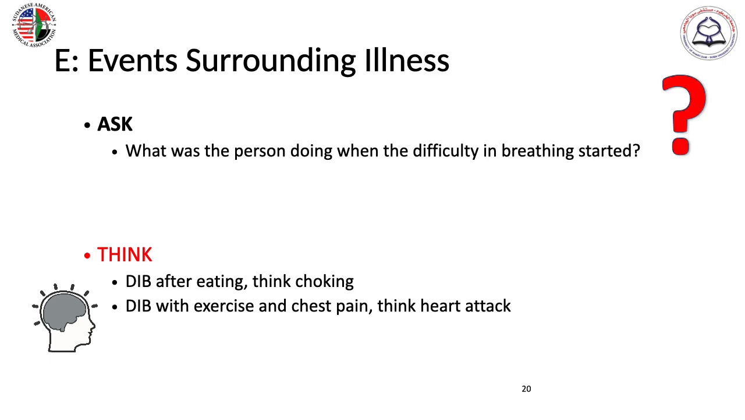And ask about the events surrounding the illness. What was the person doing when he experienced difficulty in breathing? If during eating, it can point to choking. If he was exposed to fire and burn, it can tell about airway injury because of fire and burn. During exercise, it can point to exacerbation of asthma and heart attack.